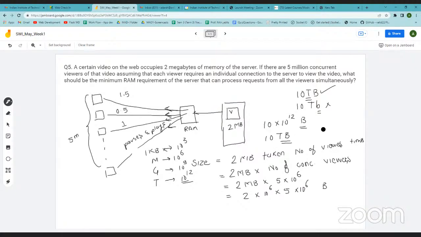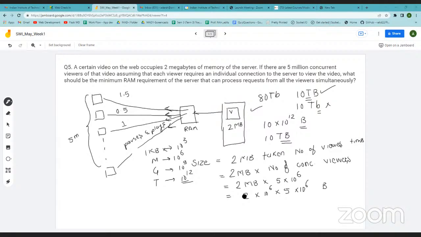Is bits wrong? No, it's not wrong. 10 TB is definitely correct, and if I wanted to say 80 terabits, that is also correct. But this is not how we generally give the unit of memory. Please note, initially we were talking about bits per second, that was for bandwidth. Now we are talking about memory, it will be in bytes with the proper prefix. Any issues here?